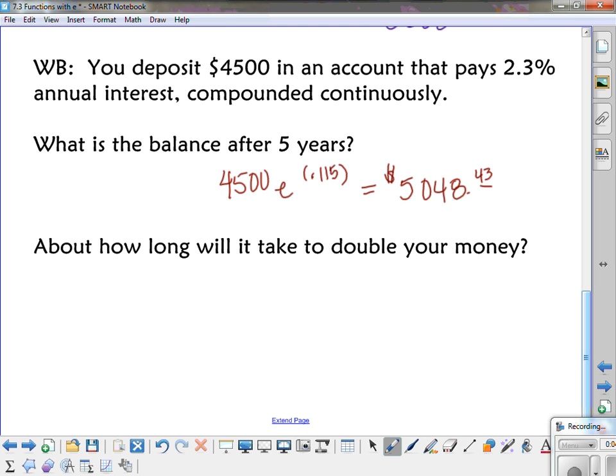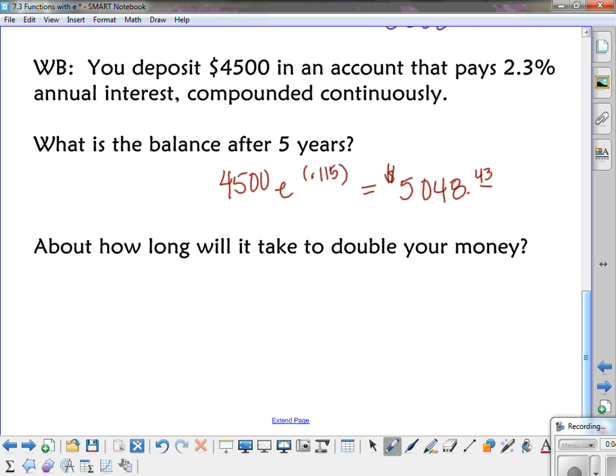Now what I want you to do is work backwards and figure out how long it'll take you to double your money. So what do I mean by work backwards? Start plugging in different periods of time. Just guess and check, basically. How much money do you have in 10 years? How much money do you have in 20 years? Guess and check until you have close to double your money.